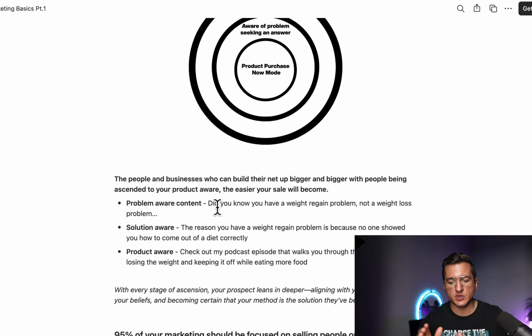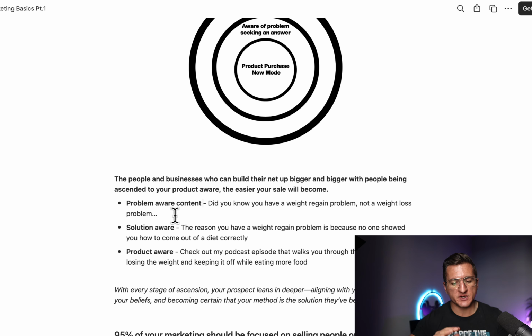Hey, did you know you have a weight regain problem, not a weight loss problem? Most people have never heard that before. They always think, I need to lose the weight. But then you get them to sit there and realize, wow, I actually do lose the weight every time, but I regain it. So the problem isn't actually losing the weight. The problem is actually regaining the weight. Then we get them to see their problem in a different way. So we become a market of one.